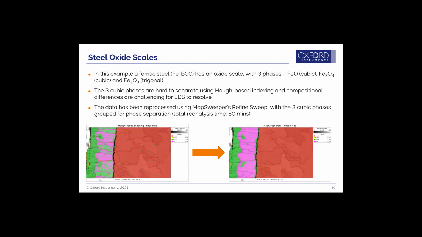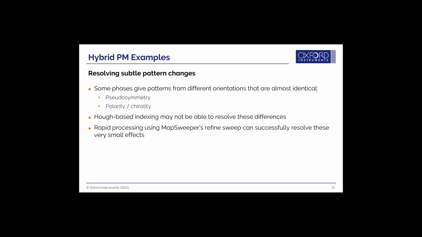And if we go back and look at this using the pattern simulations, we can really improve the phase discrimination and present a better picture of what's going on in the sample. This is a pretty significant data set. It took 80 minutes. I've been talking about minutes and seconds earlier, but we're not talking about multiple hours. We're not talking about days of reanalysis here. Again, it's something that's actually practical.